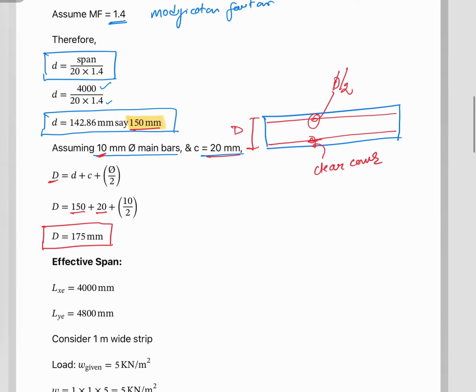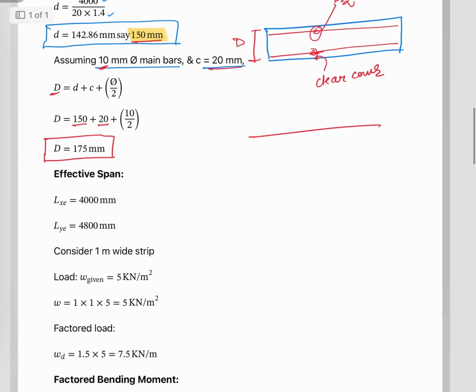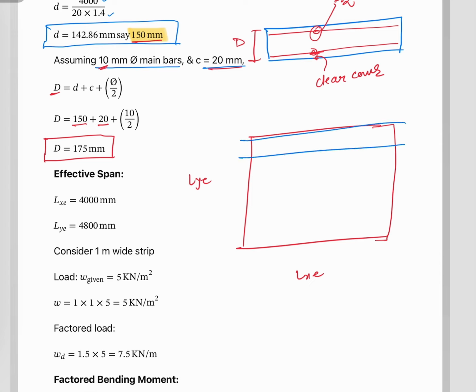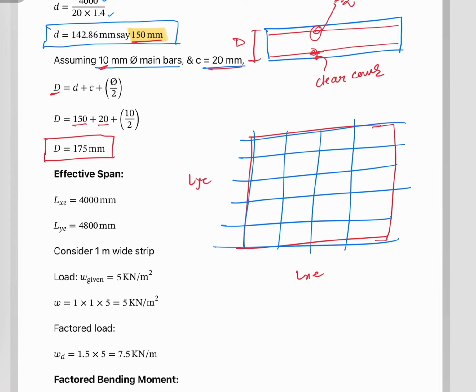Now we have the effective span, so I can say that this is my slab. This is my LYE, this is my LXE, and I'm going to consider a 1 meter wide strip across the slab like this, which I'm going to design. This is 4 meters, this is 4.8 meters. If you convert into mm, it becomes 4800 and 4000 mm. So that's what I have written here.